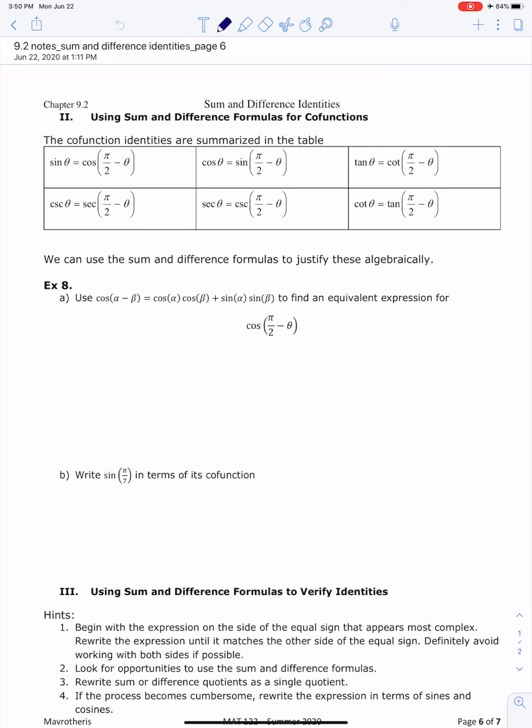These are the 9.2 notes, sum and difference identities. This is page 6. So we've got a review at the top of the cofunction identities.